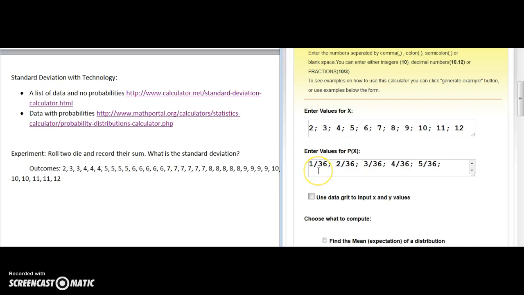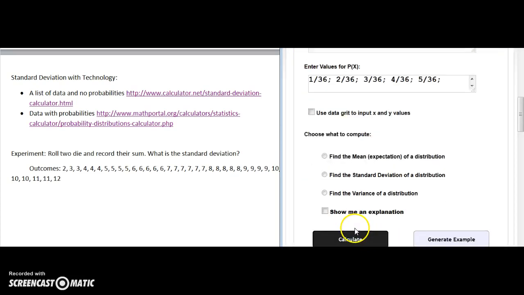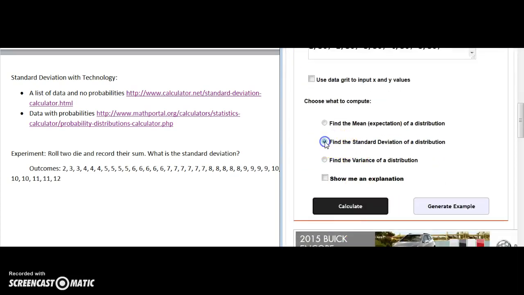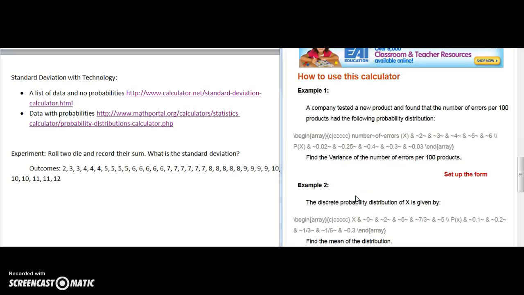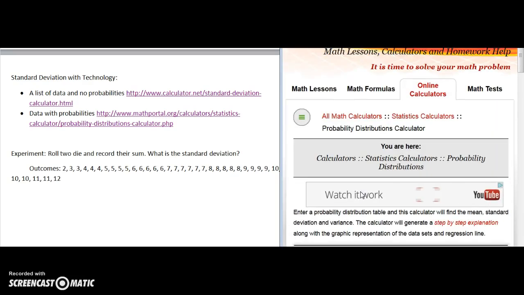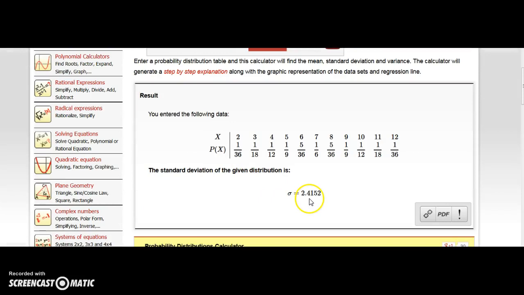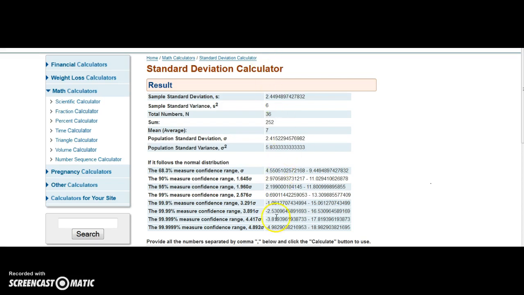The chance of rolling a 2 as a sum is 1 out of 36. The chance of rolling a sum of 3 is 2 out of 36. You continue this for all of your data values. You scroll down and you tell it that you want to find the standard deviation. Right now I'm trying to figure out where they put it. There, the standard deviation is 2.4, which is exactly the same standard deviation that I arrived at when I just looked at the list of the set of data, 2.4.